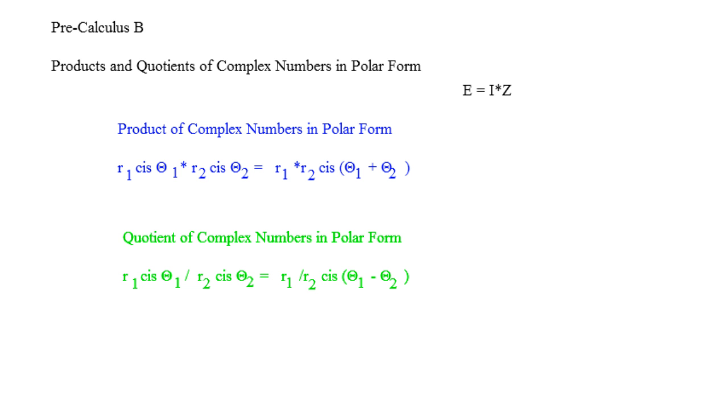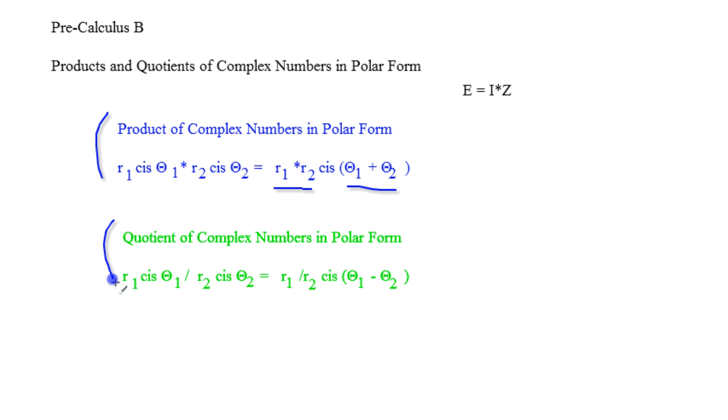Let's go over the actual rules first. The product of two complex numbers in polar form, r1 CIS theta 1 times r2 CIS theta 2, is equal to the product of their moduli, CIS, the addition of their arguments. That's all you need to know for the product of complex numbers in polar form.